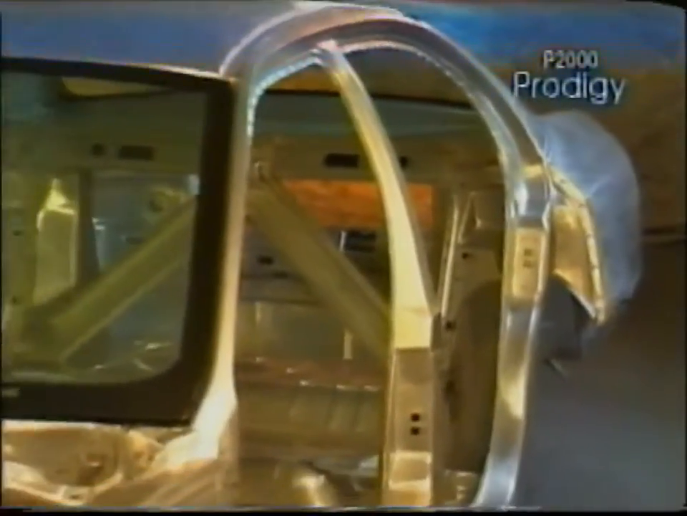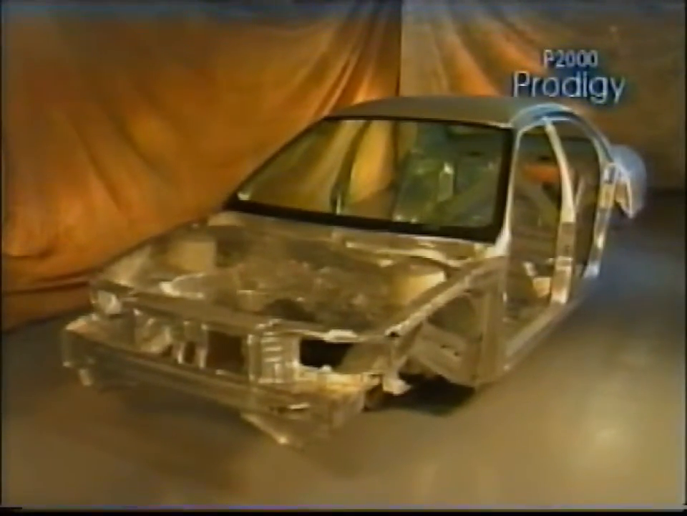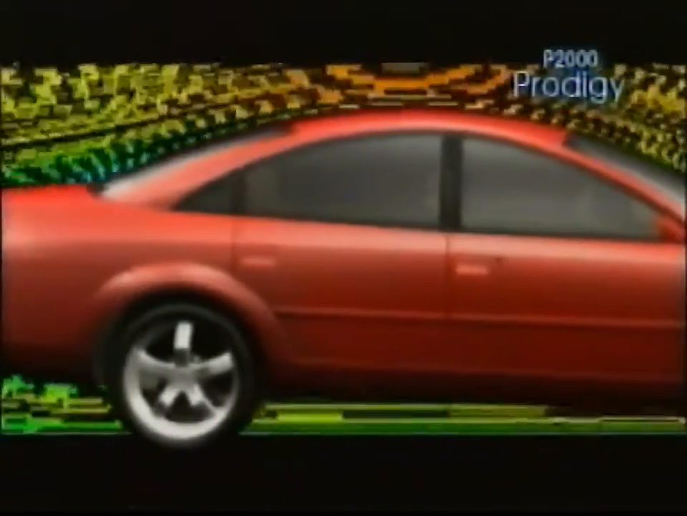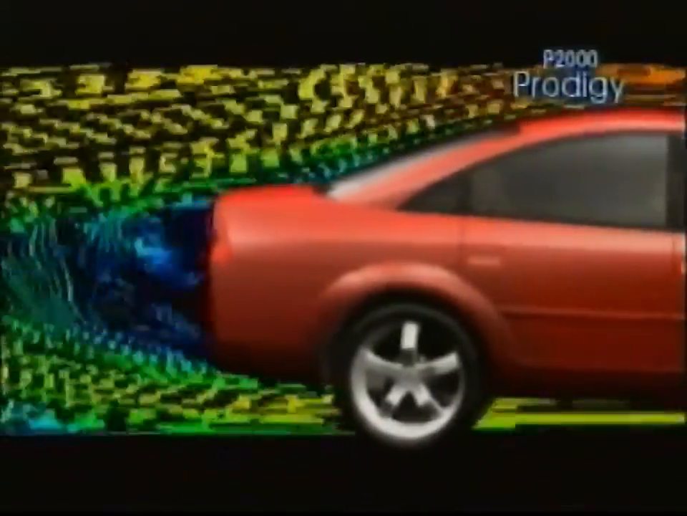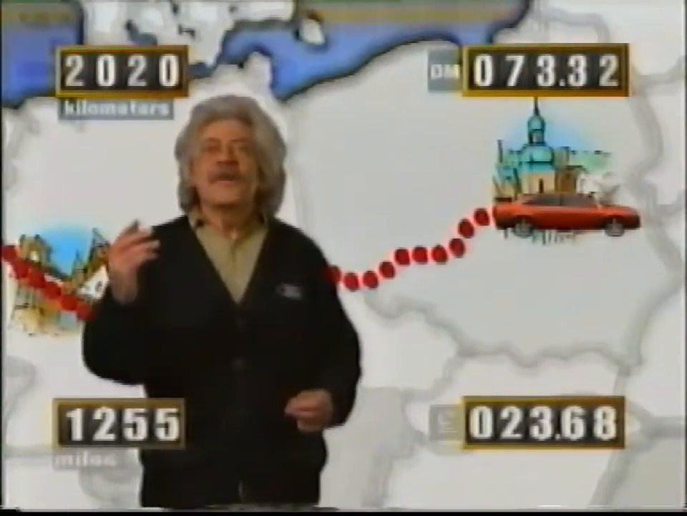Along with its efficient powertrain, Prodigy's lightweight design, which includes an aluminum body that meets all required safety standards, means it takes less energy to get rolling, and Prodigy's highly aerodynamic styling and special tires mean that it takes less energy to keep rolling.